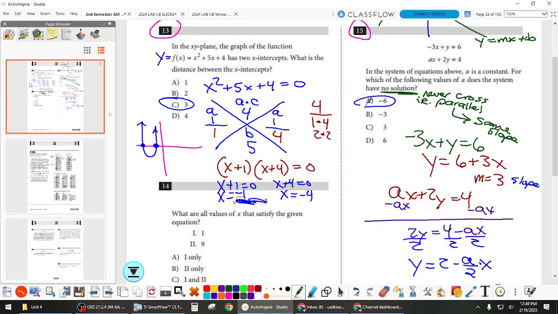Any questions on that one? Okay. Same slope, parallel. Parallel, same slope. Everybody say that. Same slope is? Parallel. Parallel is? Same slope. How do you find the slope from an equation?